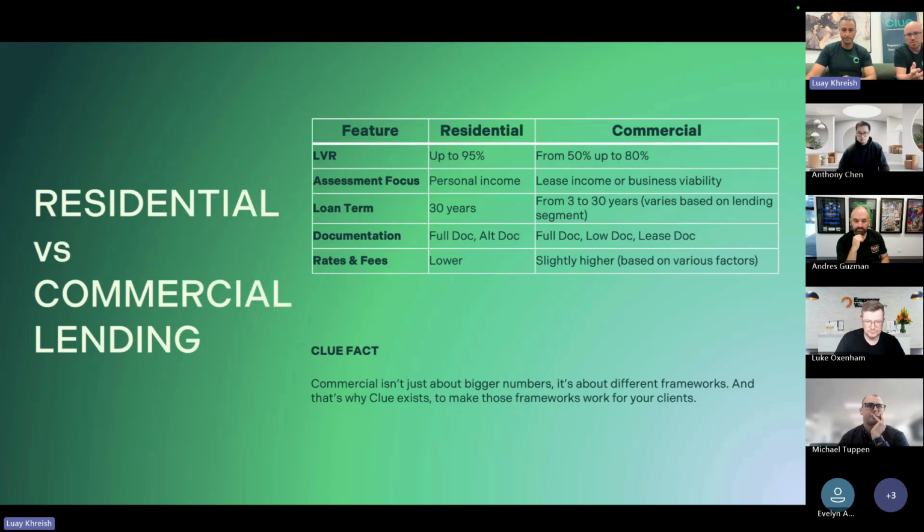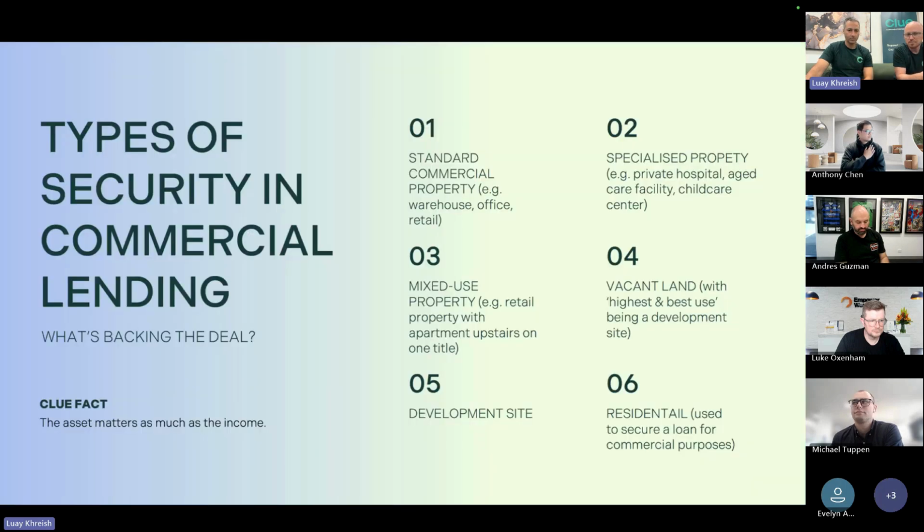Even down to the rates, in that commercial space, all of those elements go into pricing it: not only the asset itself, but the income of the business, which determines the risk grade, the profile of the client, etc. So you've got a lot more variables there, whereas in the small business space, it's a little bit more off-the-shelf pricing. All right.